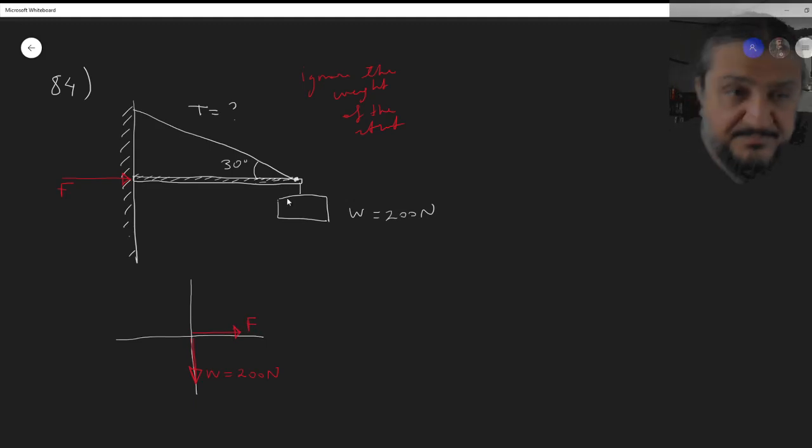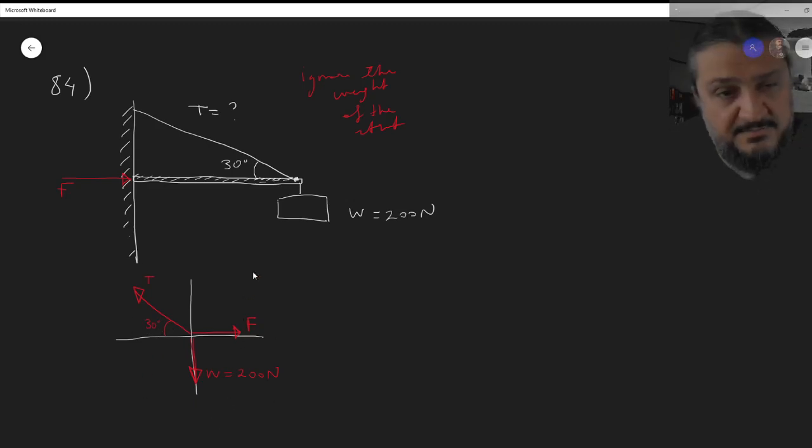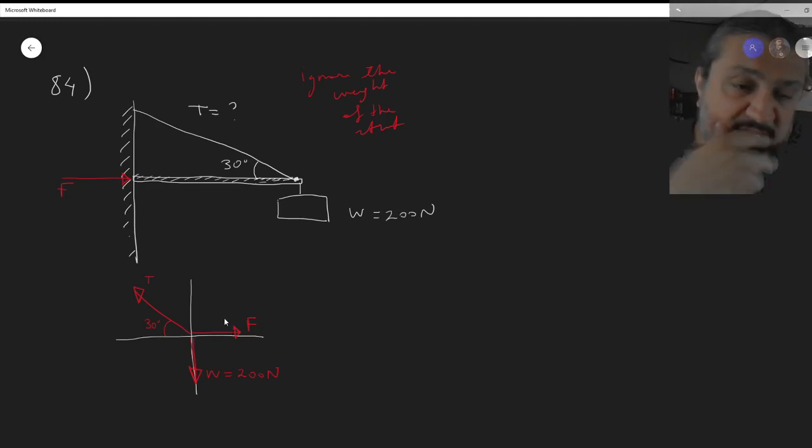F is not given, and T is not given. We're supposed to find that, right? So let's just show T as well here. That's T at 30 degrees. That's pretty much it. So that's an equilibrium. Then the forces in the x and y directions should be canceling each other.